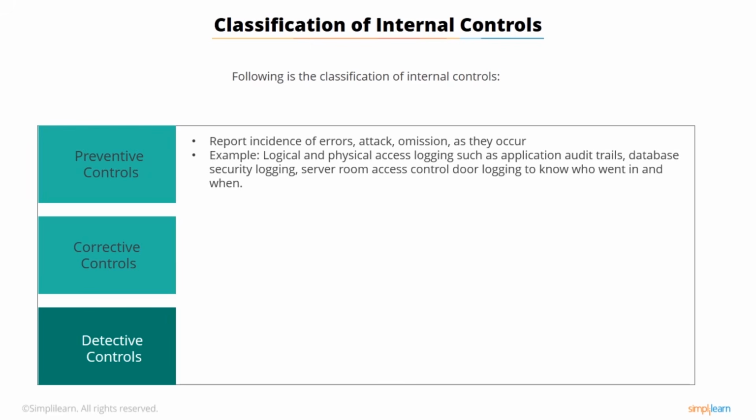Now, it's not the case that any one of these three types of controls is more important than the other. A good system has to have preventative, corrective, and detective controls. And during your audit, you need to ensure that all three are in place to support the enterprise's objectives.